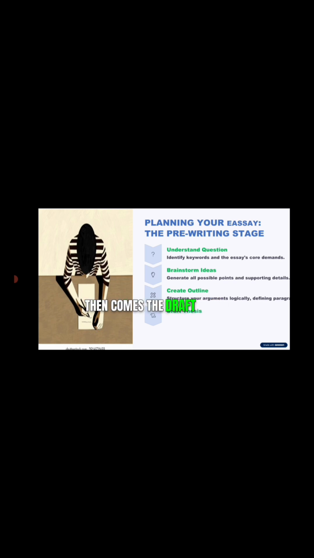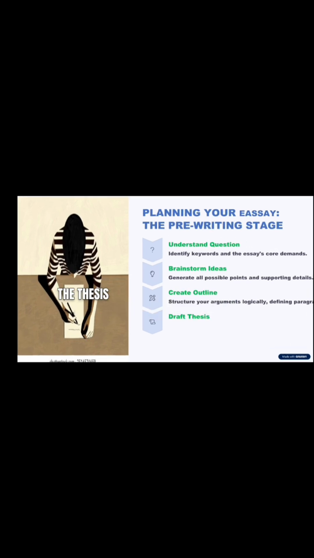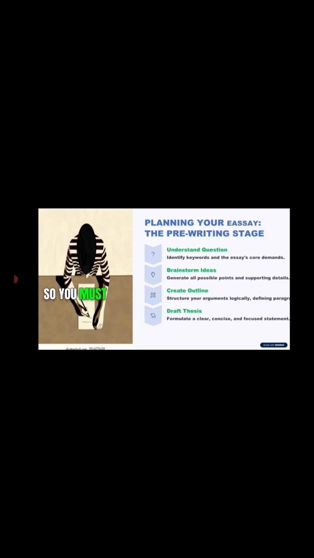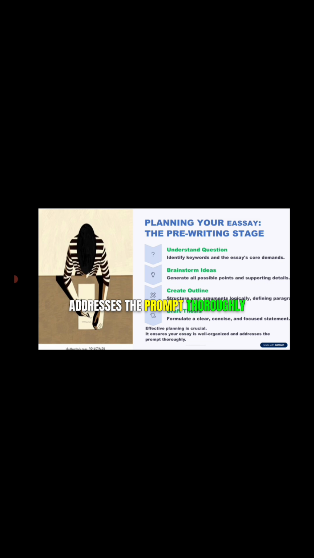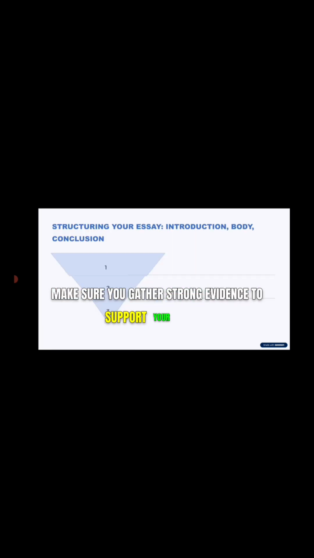Then comes the draft thesis. The thesis is the main idea you want to convey in your writing. So you must formulate it to be clear, concise, and focused. Effective planning is crucial. Okay? So it is something that ensures your essay is well organized and that it addresses the prompt thoroughly. Make sure you gather strong evidence to support your points.